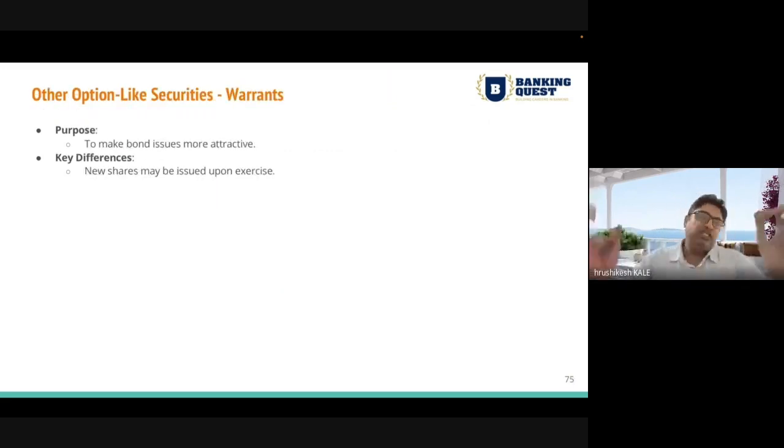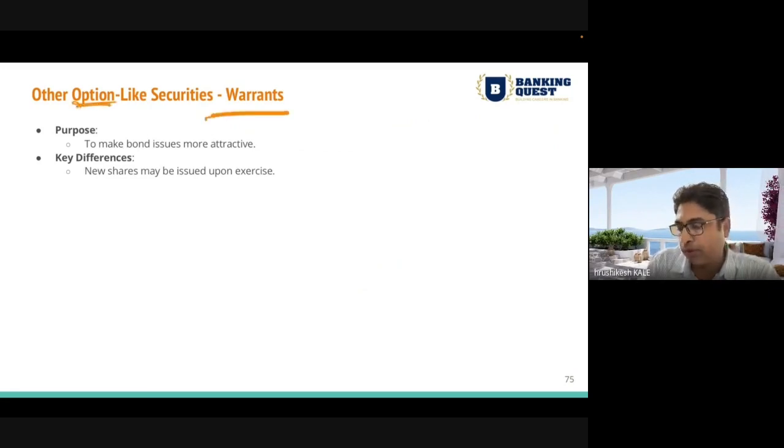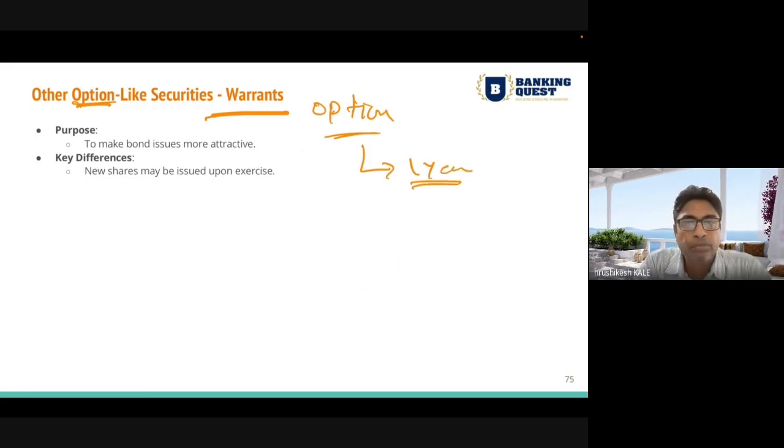Yes, last 5 minutes, guys, please. This is important. There are other securities which are like options. They are called warrants. What are warrants? Warrants are nothing but options to purchase new shares after 1 year. Now you have an option. Do you have the option today? No.